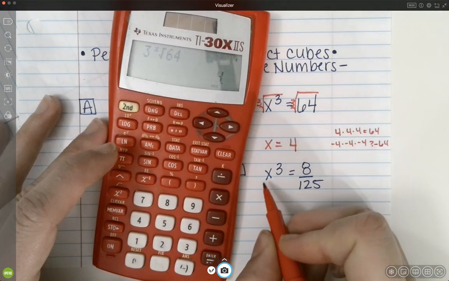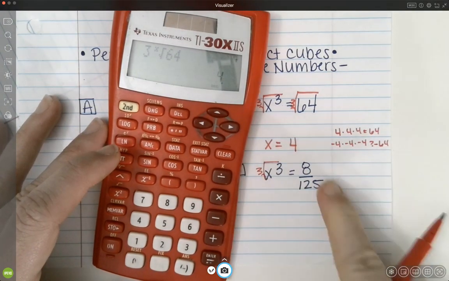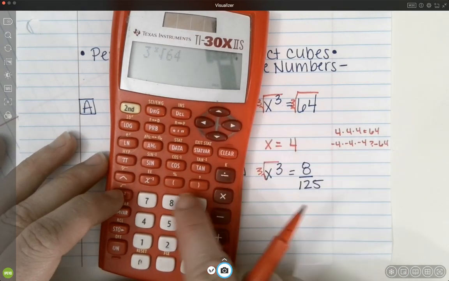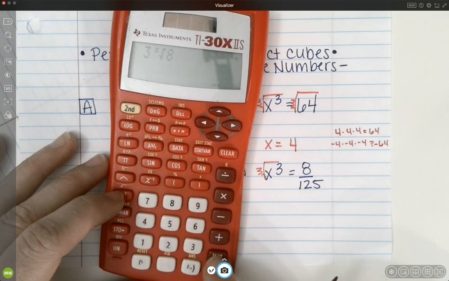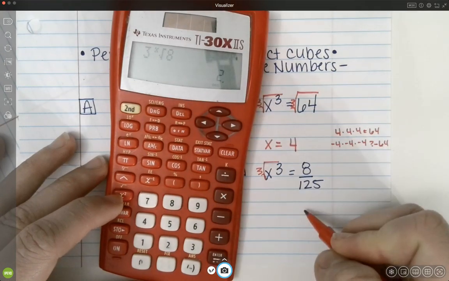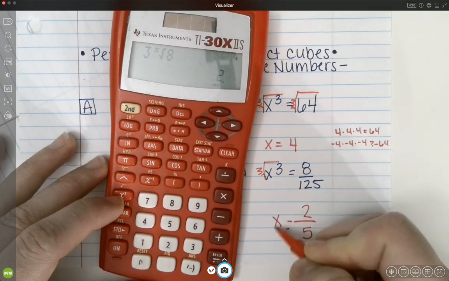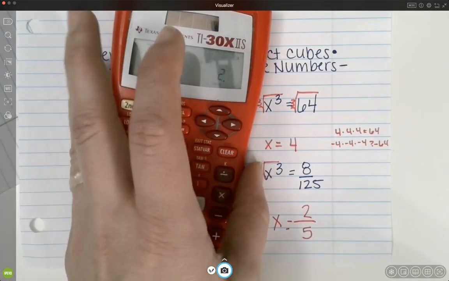All right, so let's try out this problem. So we have cubed root of 8 over 125. All right, so I'm going to go up here. Cubed root of 8 is 2. And the cubed root of 125 is 5. So we have 2 fifths.